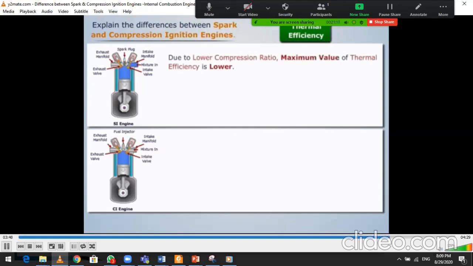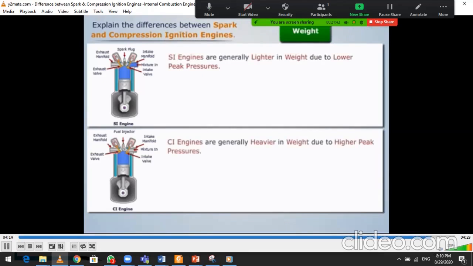Due to lower compression ratio, maximum value of thermal efficiency is lower in spark ignition engines. Whereas due to higher compression ratio, maximum value of thermal efficiency is higher in compressed ignition engines. Spark ignition engines are generally lighter in weight due to lower peak pressures. Whereas compressed ignition engines are generally heavier in weight due to higher peak pressures.